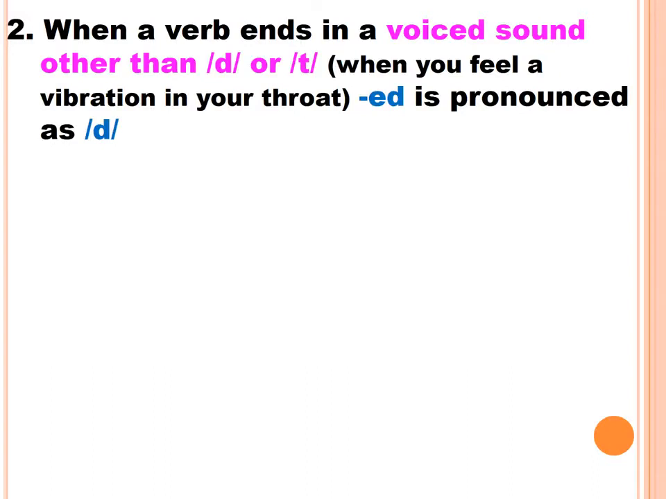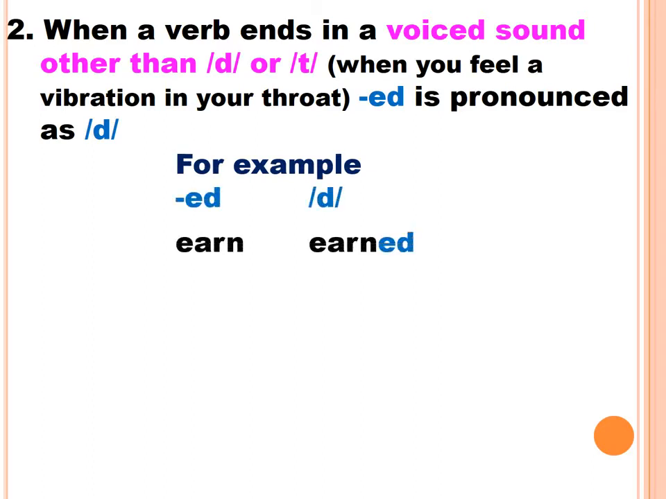The second way is when a verb ends in a voiced sound other than d or t. That is, when you feel a vibration in your throat when the sound is produced. Ed is pronounced as d. For example, earn, earned. Fear, feared.